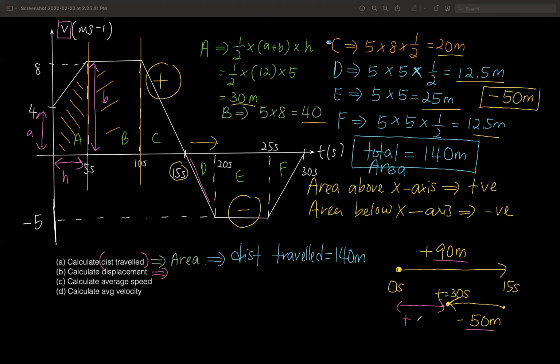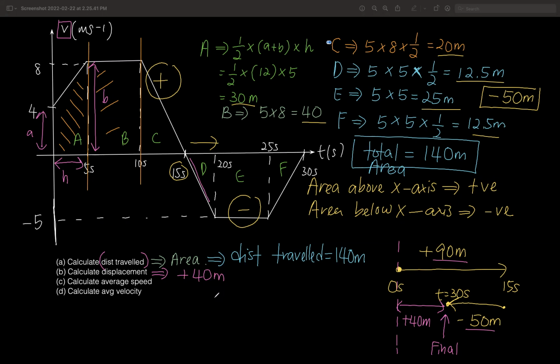This is a plus 40, because my final position is over here, which is 40 meter to the right of the 0 second. To the right of where I started, my starting positions. So your B is a plus 40 meter. You see the difference? Distance and displacement.